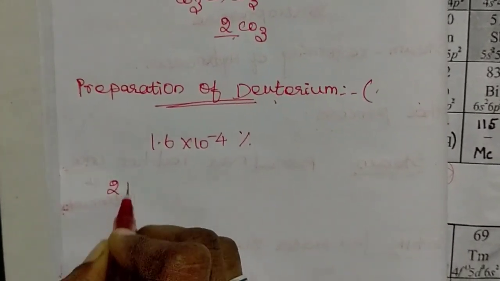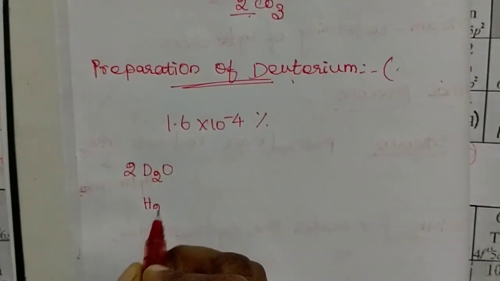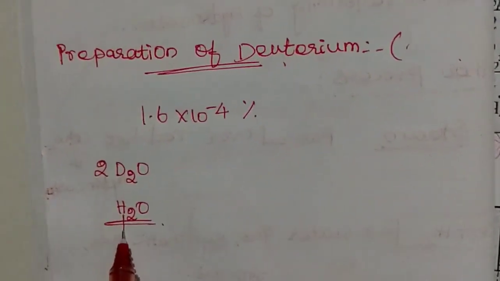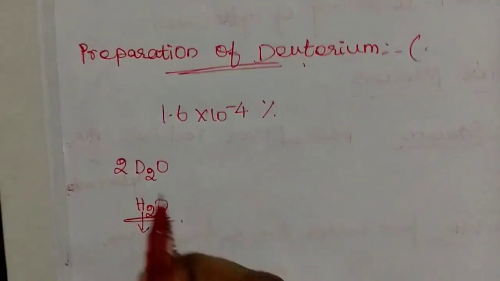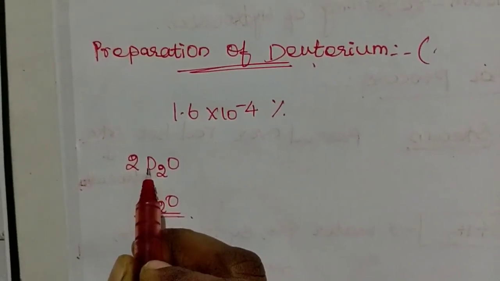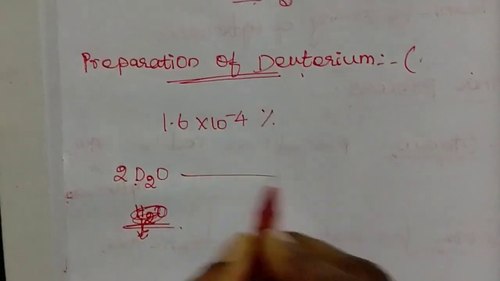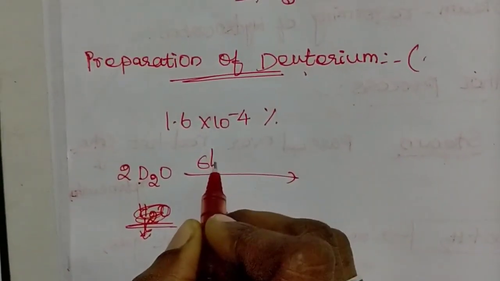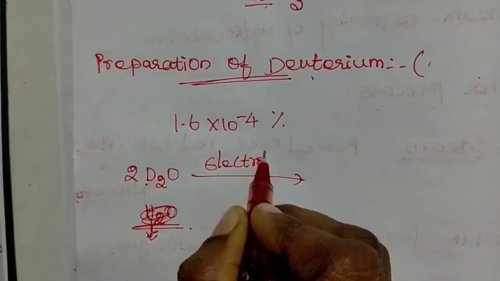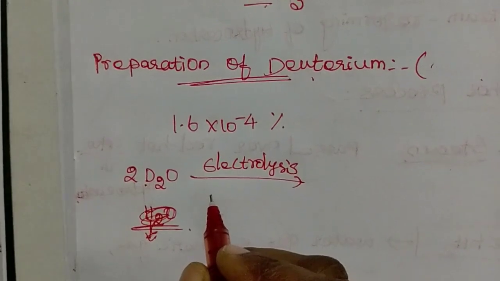Two molecules of D2O. D2O means H2O will be denoted here. H is a protium isotope, D is a deuterium isotope. That's why we denote it D2O. Okay, so D2O is electrolyzed. What is the electrolysis process?